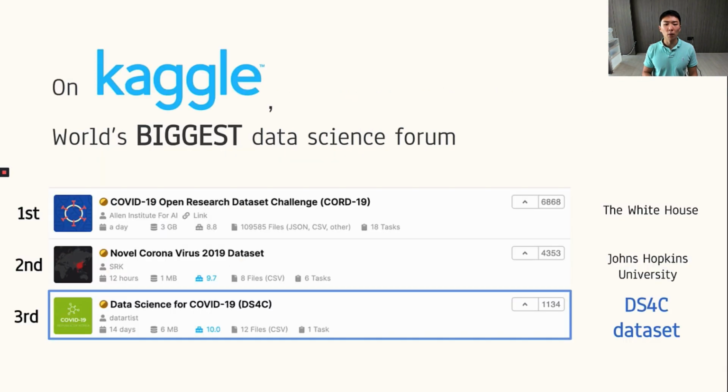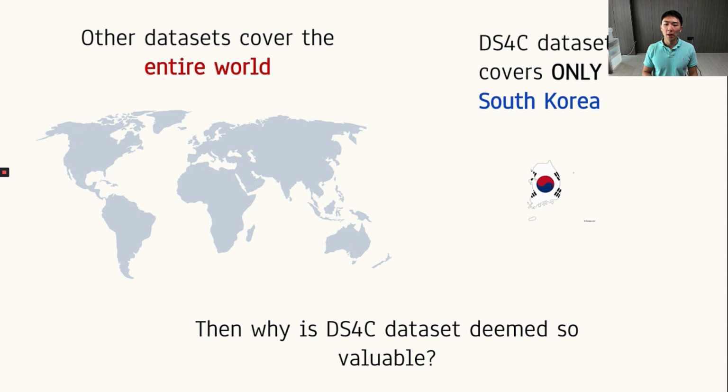The most used COVID-19 Kaggle dataset is the White House dataset, followed by the Johns Hopkins dataset. And the popularity of our dataset is seemingly puzzling, because unlike the two datasets, which cover the entire world, our dataset only covers South Korea. So why would a dataset with such a small sample size and narrow scope have so much research potential?